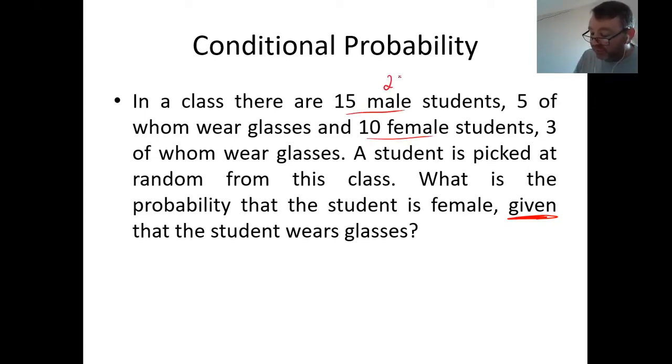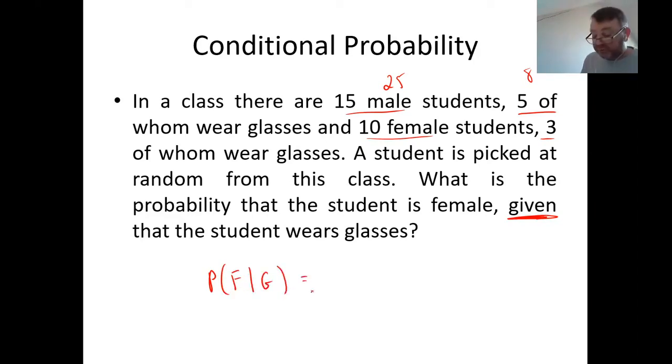So that's 25 students altogether. However, there's a further breakdown. 5 of the males wear glasses and 3 of the females wear glasses. So the total number of glasses wearers is 8. Now what are we asked? What is the probability that the student is female given that the student wears glasses? In other words, what's the probability that the student is female, straight line, given that the student wears glasses? That's what that straight line means.